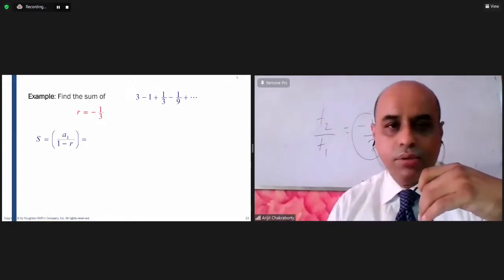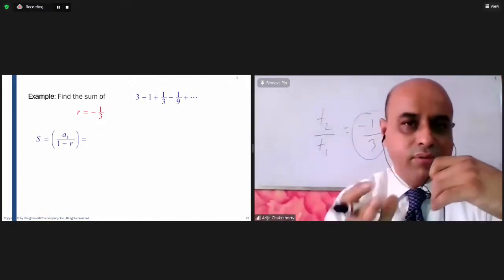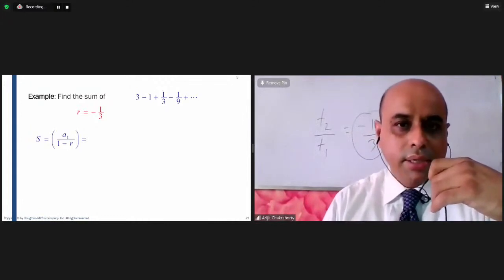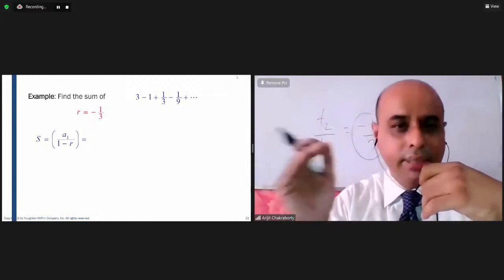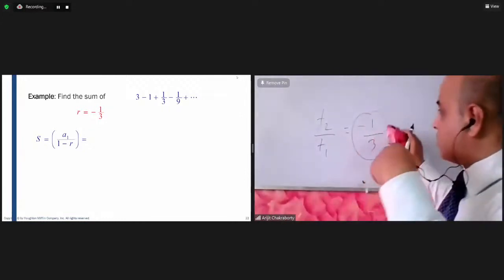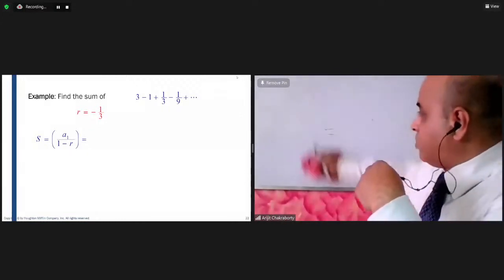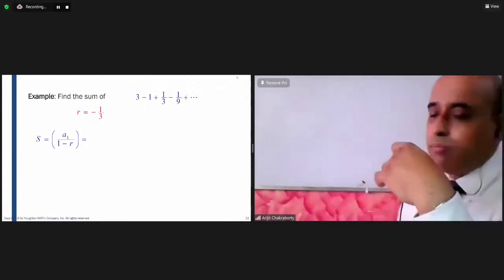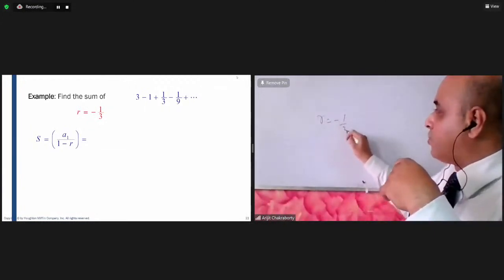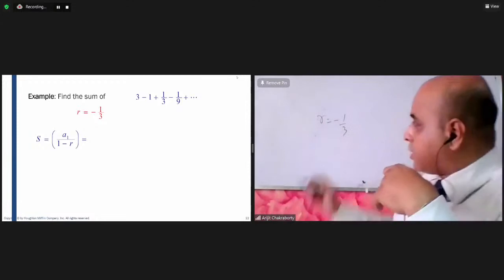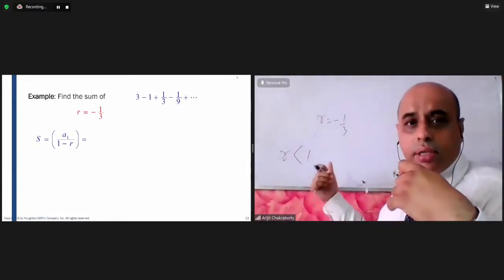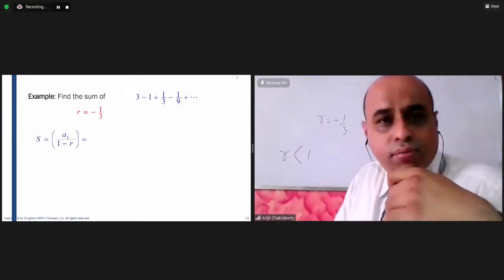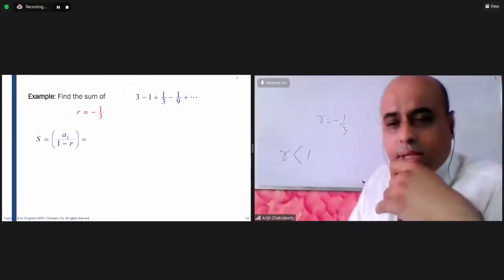So in this case, we use a very simplified formula, which we have already explained. S, the sum of the infinite series, equals a divided by 1 minus r. Here the value of r comes to minus 1 by 3. Please note that the magnitude of r must be less than 1. That is the qualifying requirement. If r is more than 1, then the formula will not work. It will not have a sum.